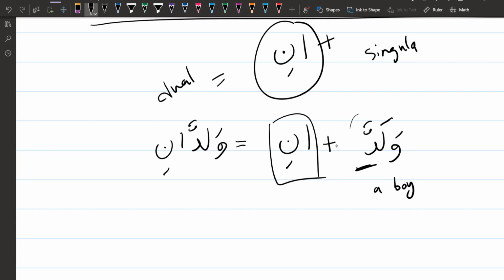Now, if I tell you to remove the tanween, what does it mean? It means just remove one of it. Tanween means you have a double fatha or double kasra or double dhamma. So I have to remove one of them. So what do I do? I have this one, right? Now I have wala, dua.